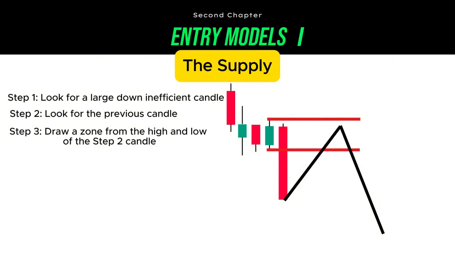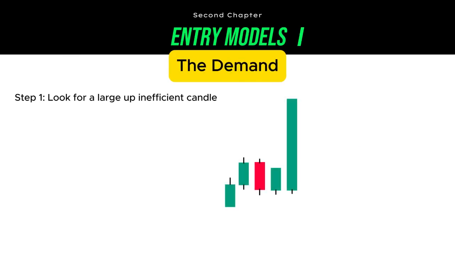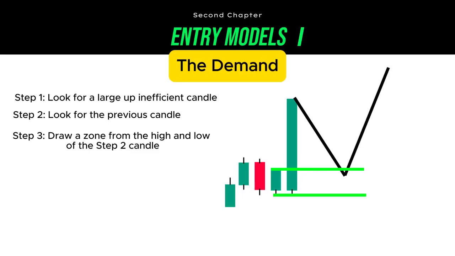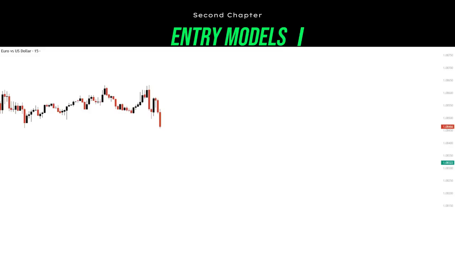Now for the demand zone. The first step is to find an aggressive move towards the upside, a move that breaks the market's balance. The second step is to identify the candle before the aggressive move. The third step is to mark the high and low of that candle, and we wait for the market to rebalance, by price eventually going down and rejecting the zone to the upside, giving traders a setup for a buying opportunity. Now let's look at the charts and actually see what we have learned.